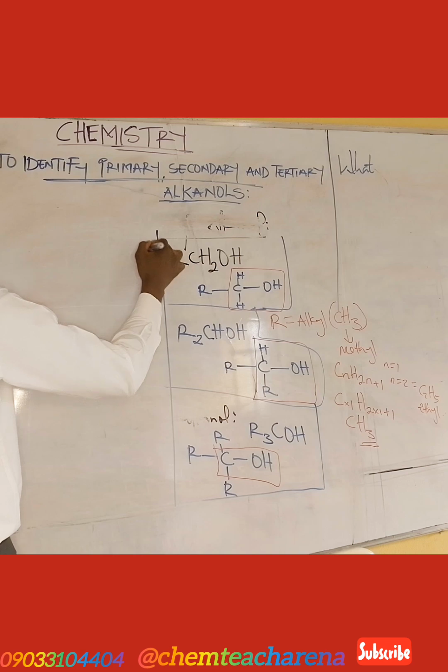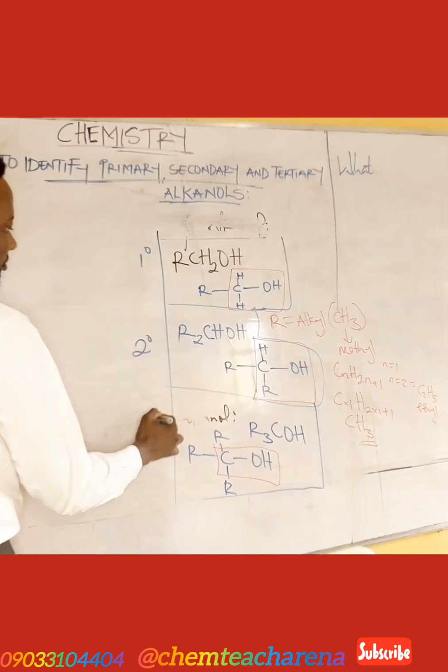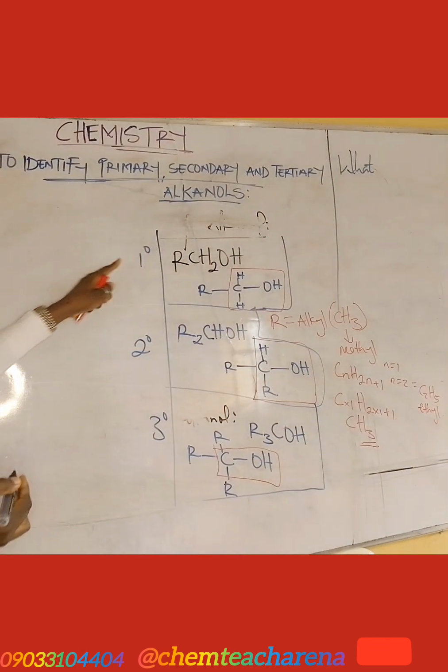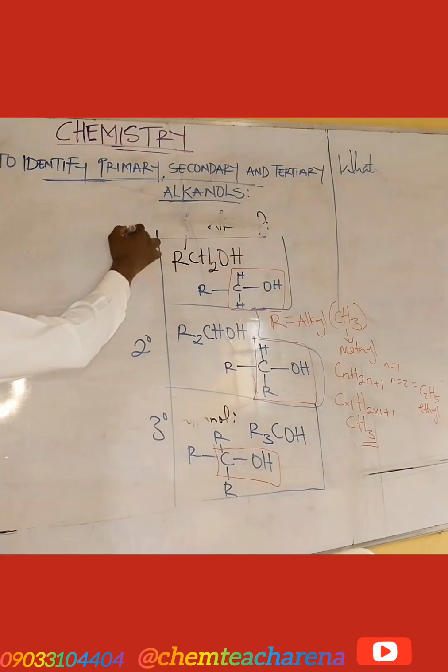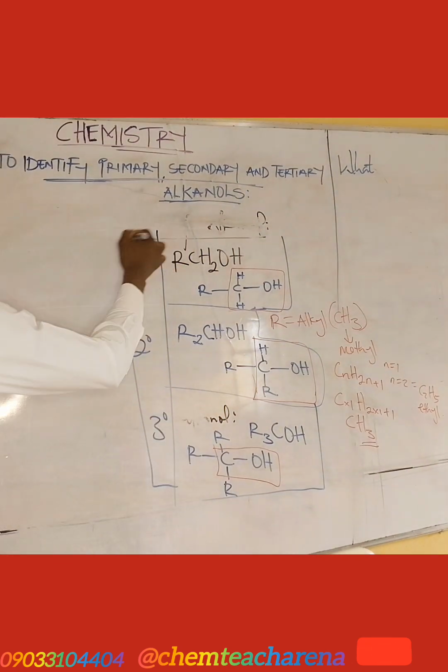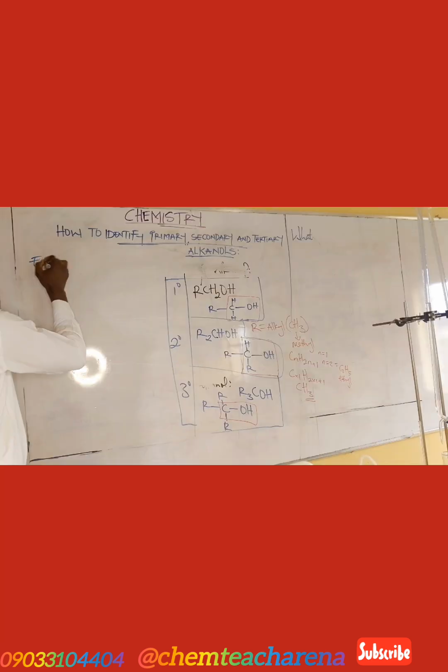This one is my primary alkanol, this one is my secondary alkanol, this one is my tertiary alkanol. It can still be represented as primary, secondary, tertiary. Yes, it can still be represented like that. So now, example 1.